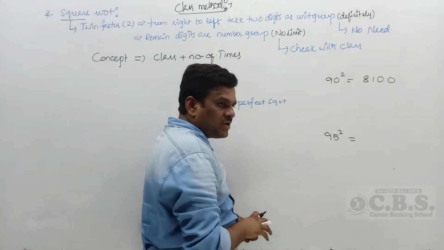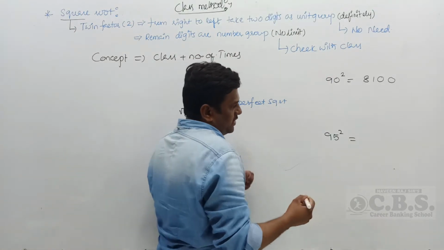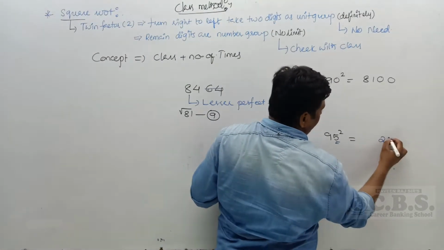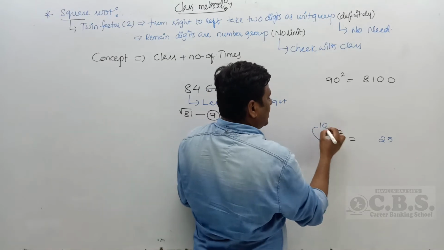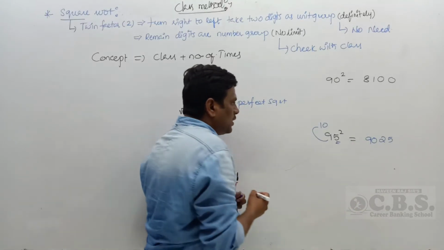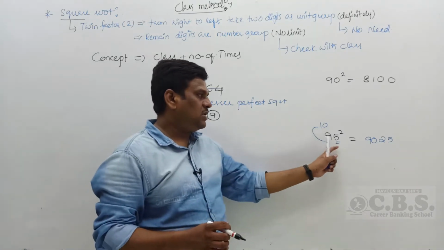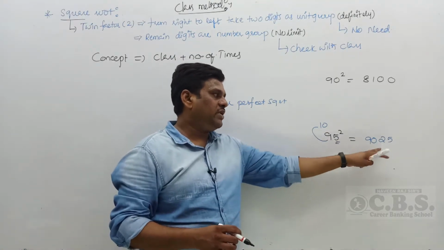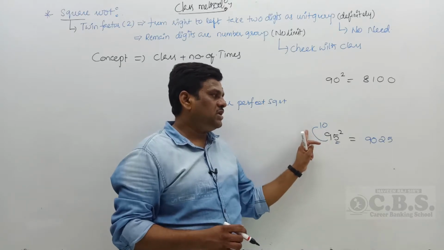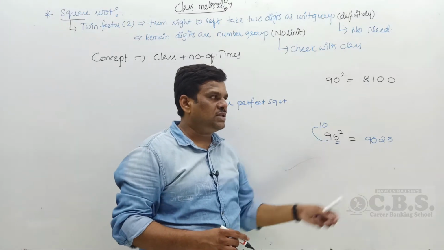95. The variation happens after 95. What is the value of 5 square? It is 25. And 9 after, how much is 10? 9 tens are how much? 9025. Okay, how to find the square of a number with unit digit 5. This is the method. Just do 5 square. 5 square means 25. What is the remaining number? The remaining digit is 9. 9 after 10, 9 tens are 90. 9025.